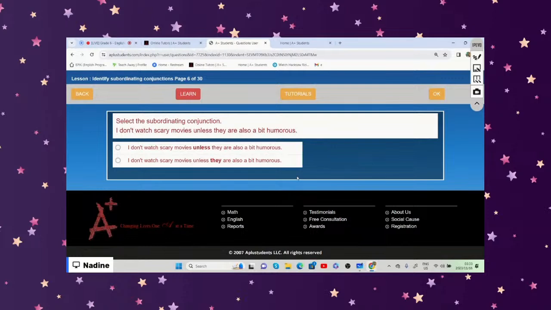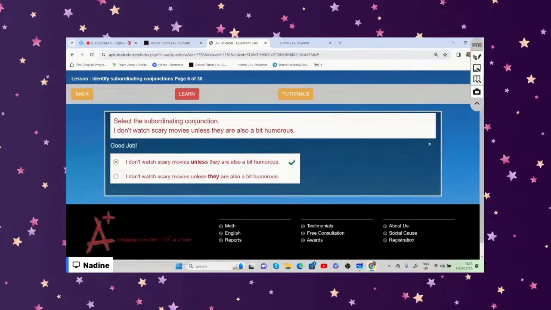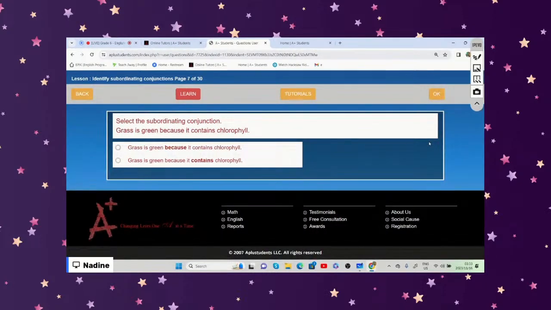And if we select our subordinating conjunction, we can say unless, which means that it introduces our dependent clause, which is unless they are also a bit humorous. So great job.